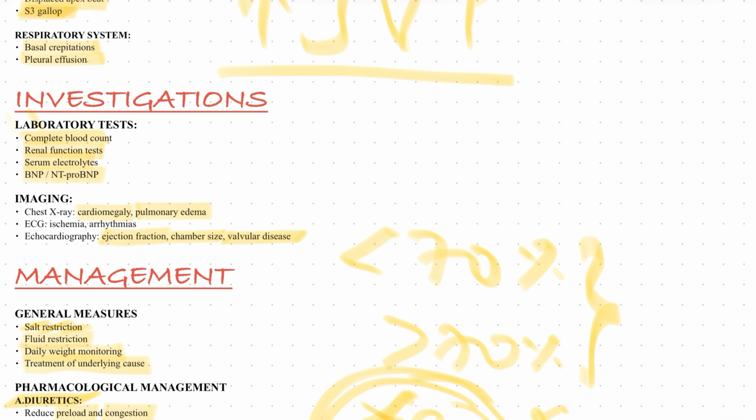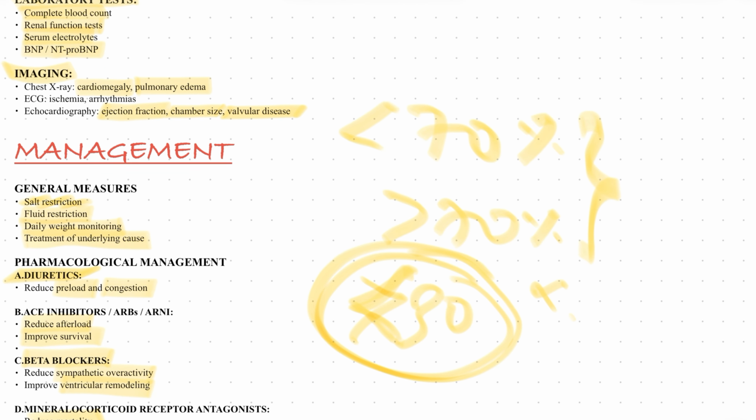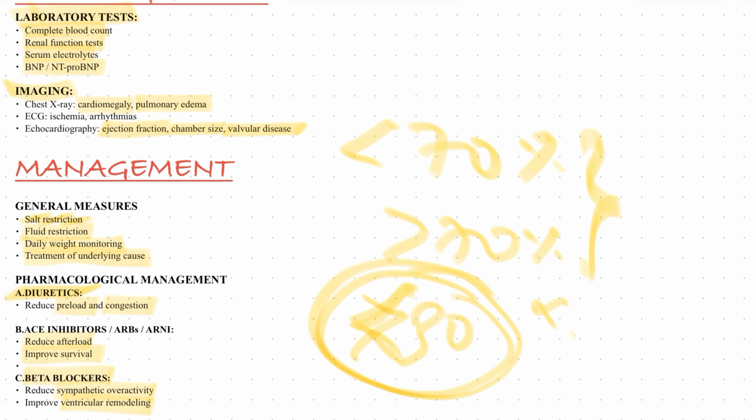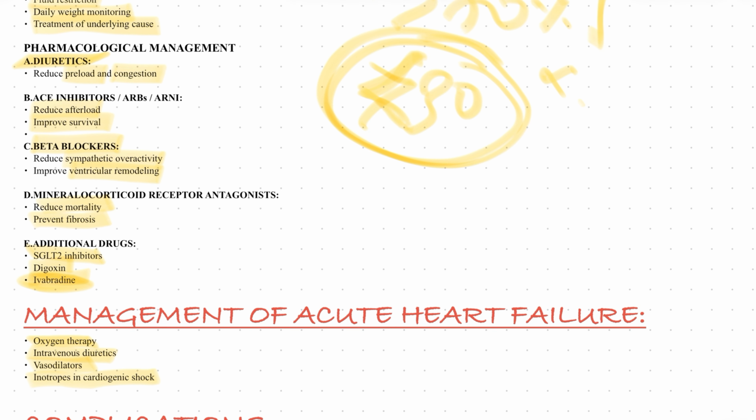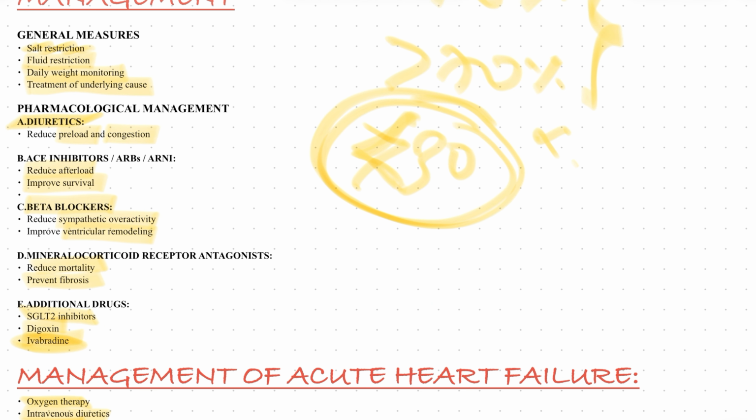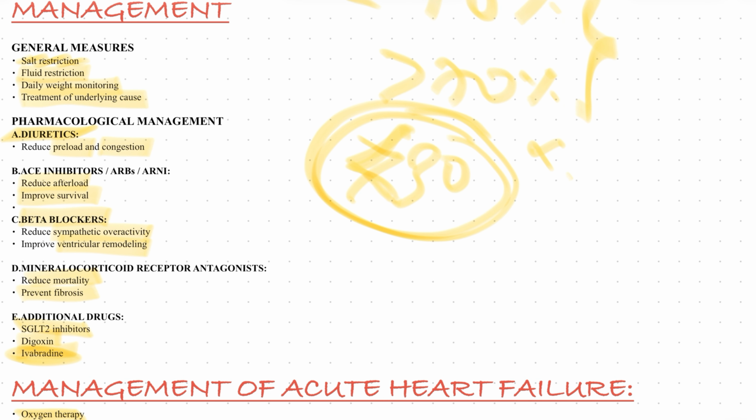Then investigations, laboratory tests, and imaging. In imaging, you need to know more detail about ECG because arrhythmias are completely diagnosed on the ECG. So you need to study well. Then management, yeah, you need to know more about the pharmacological part. If possible, I'll try to make a nice video on how you can manage a heart failure patient in the casualty or even on an OPD basis if he is a chronic patient.